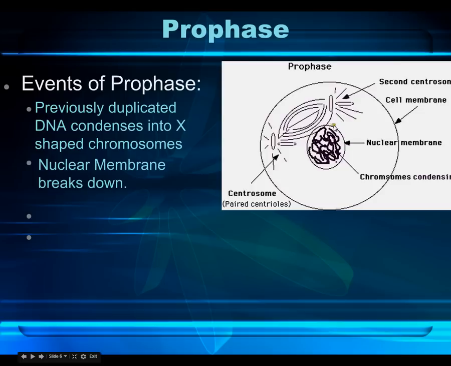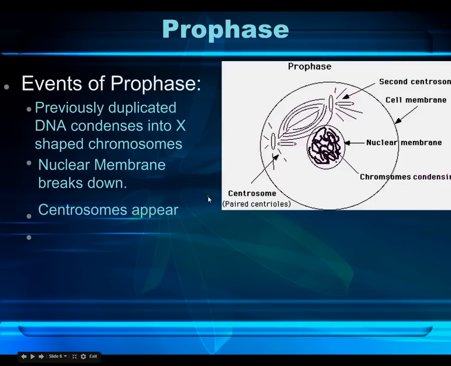In prophase, the nuclear membrane starts to break down as well. If we're going to pull those chromosomes to opposite sides of the cell, then we don't need the nucleus there getting in the way. So the nuclear membrane breaks down.